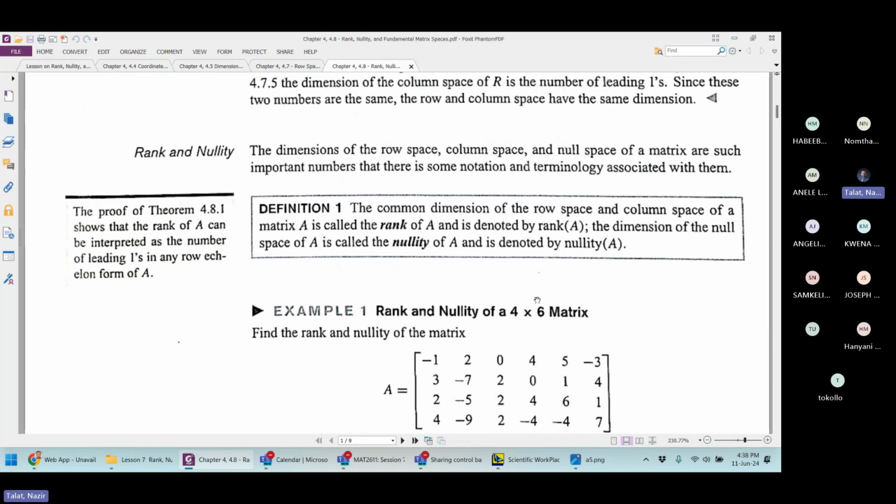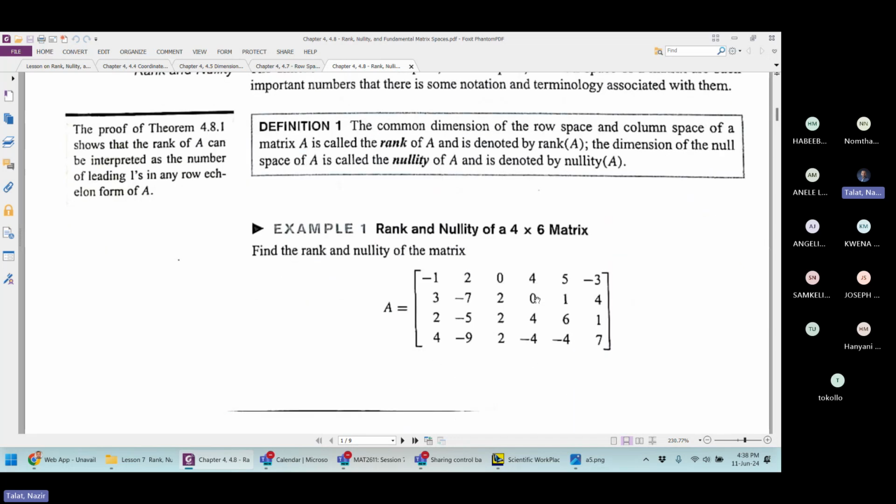Rank means the number of non-zero rows in an echelon form, and it also gives us how many linearly independent rows or how many linearly independent columns are in a matrix A, and it is denoted by rank of A. And since we know that the dimension of a null space is called the nullity, if we find the solution of a homogeneous system, then its dimension is always called the nullity. So we can find the nullity and rank of any matrix.